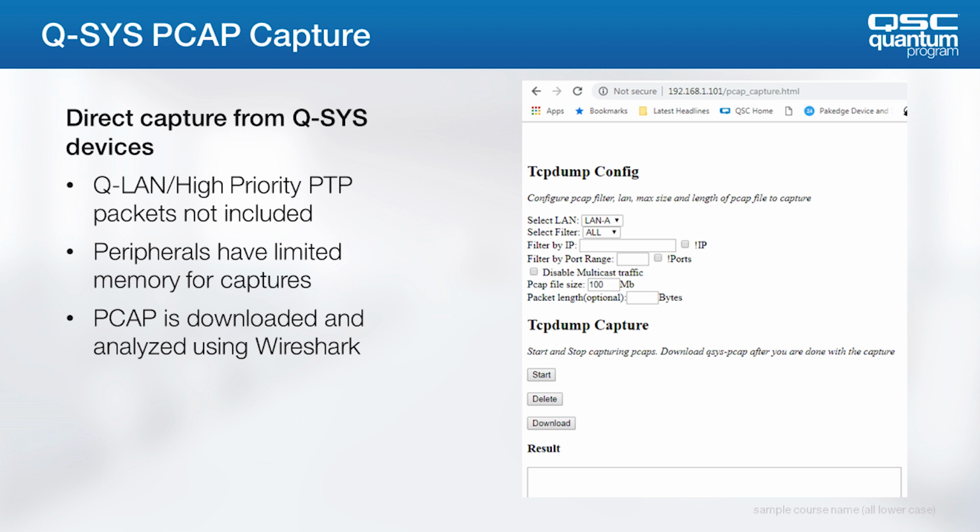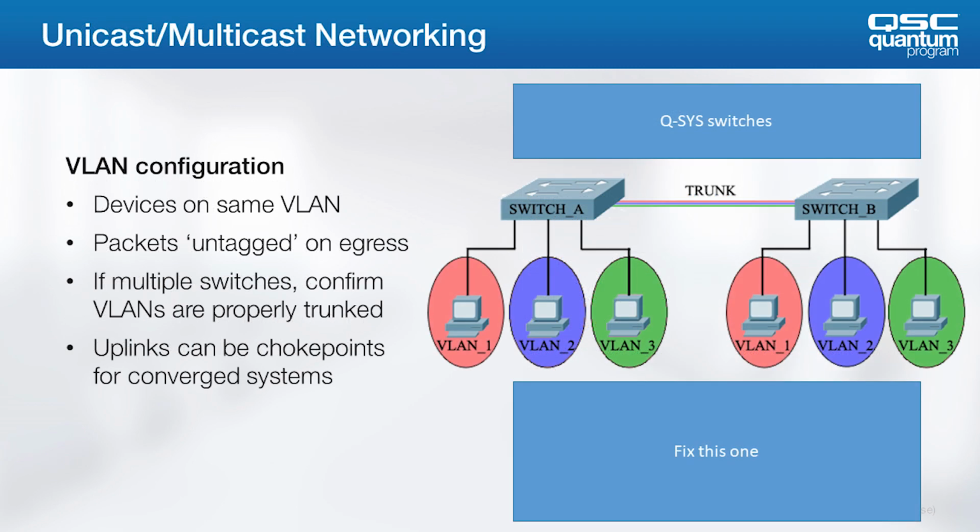Remember that Q-SYS peripherals don't have a lot of memory to store large PCAP files, so plan accordingly. When it comes time to download and analyze these files, remember you'll need the Wireshark program to see and understand them. Once our devices are properly configured and behaving on the network, we often uncover other unicast and multicast issues related more to switch configuration.